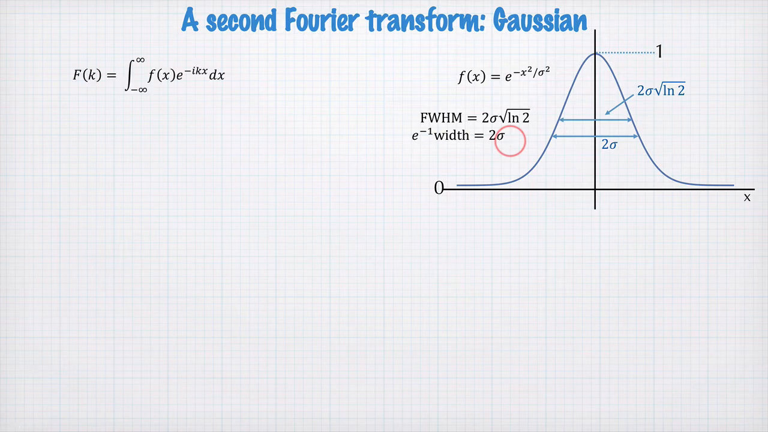So the Fourier transform is defined like this. We're going to substitute this function f of x into this integral, and we get something that looks genuinely difficult. But there are some tricks we can use to make it actually quite doable.